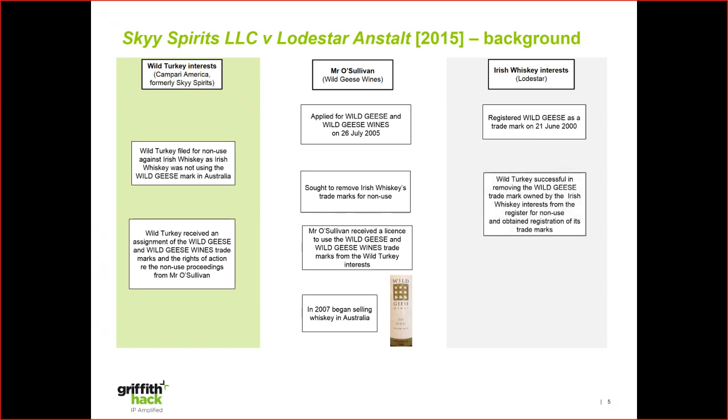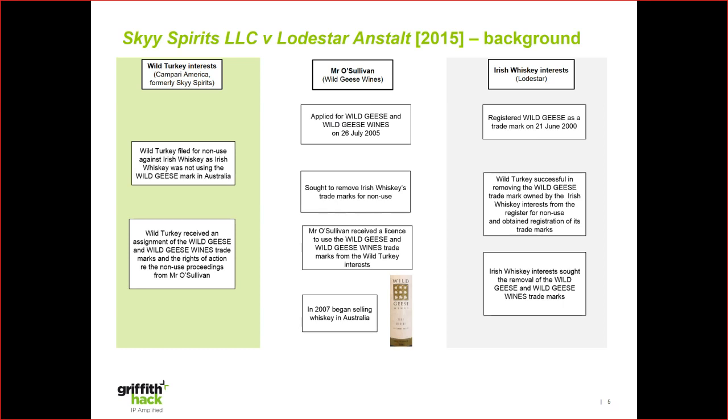And ultimately, Wild Turkey took over the non-use proceedings. So the non-use was effective, and Irish whiskey had its mark for wild geese removed. The mark that Mr. O'Sullivan had originally filed and had then assigned to Wild Turkey, sorry, the application that was filed and then assigned to Wild Turkey was then registered. And Irish whiskey, because the dispute was continuing in other areas, they waited the requisite 3 years for a non-use removal. It might have been 5 years in this case, because it was back in the day where you had to wait 5 once the mark was filed.